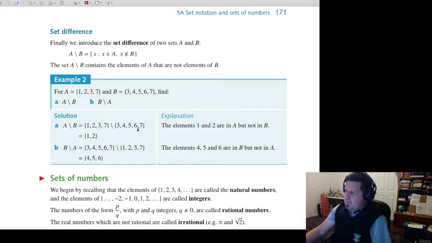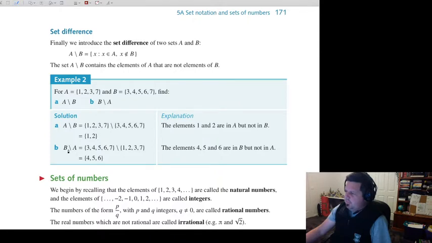And obviously then you need to work out and write out the elements that are in A but not in B. Yep. So the elements that are in A but not in B are 1 and 2. Yep. So it's working the other way around.